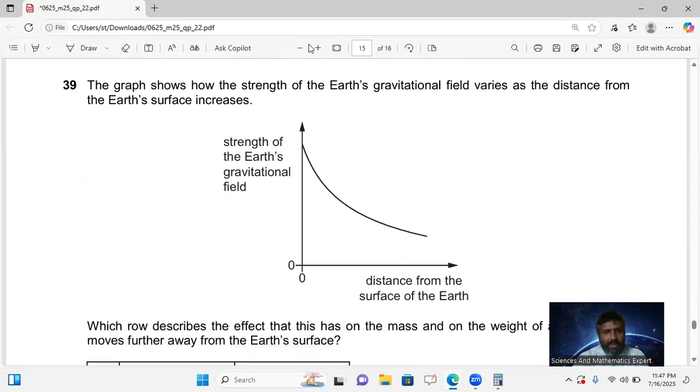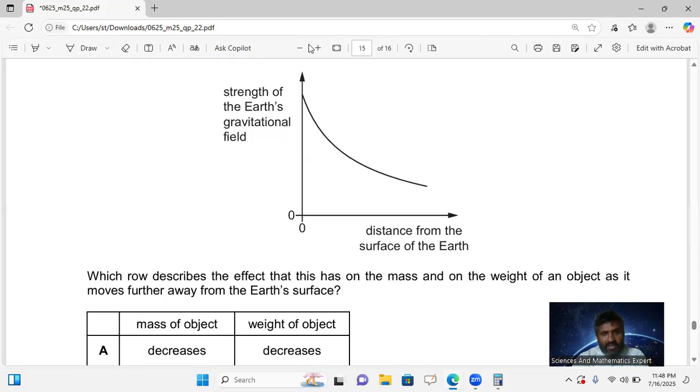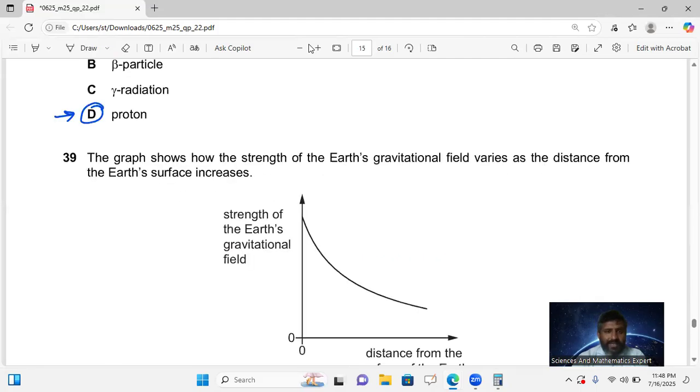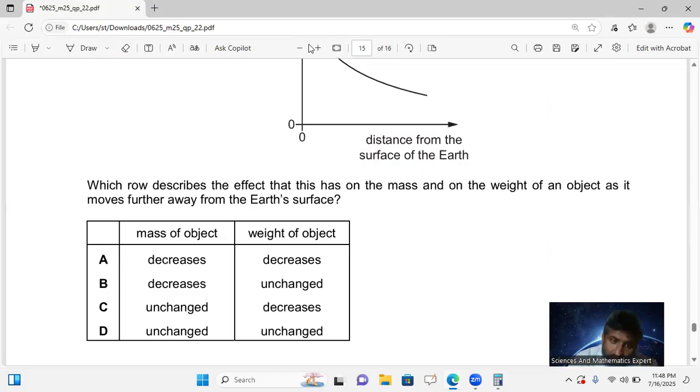After that, the graph shows how the strength of Earth's gravitational field varies as the distance from the Earth's surface increases. The strength of Earth's gravitational field is decreasing as the distance from the surface is increasing. Then the question asks which row describes the mass of the object remaining unchanged, and the weight of the object decreasing because the g value is decreasing. Option C is fine for it.